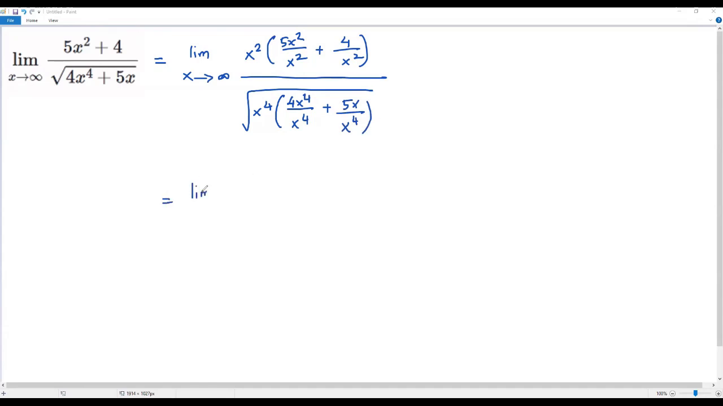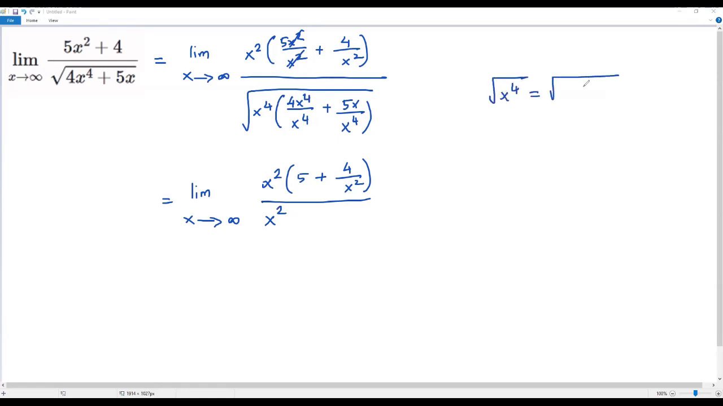Then we get limit x approaches infinity of x² times, and here the x² and x² will cancel. I'm just getting 5 plus 4 over x², divided by the square root of x⁴ simplified. Inside the square root, x⁴ can be written as a product of x² and x². For every two same quantities multiplied inside the square root, one quantity comes out, so we just get x². So the square root of x⁴ equals x².